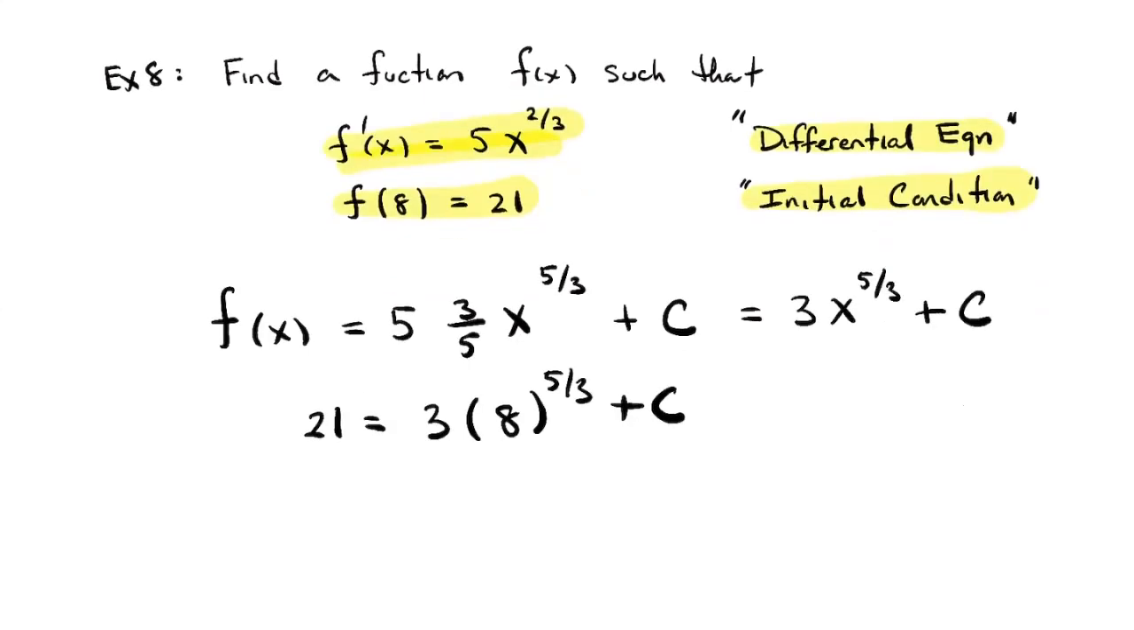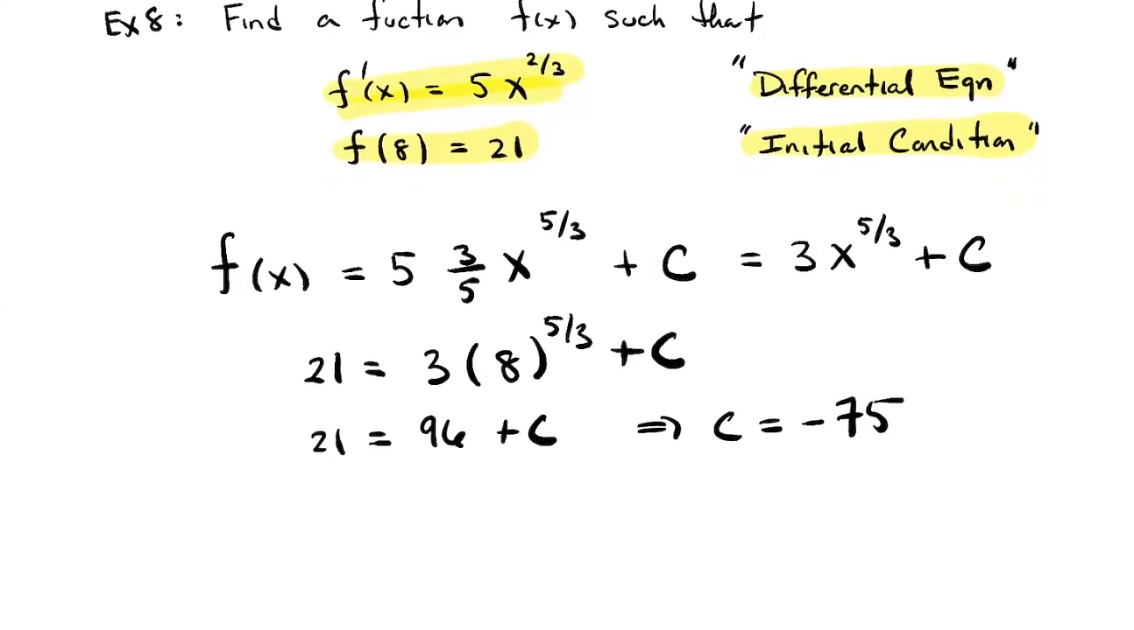Okay? So I'll leave it to you to check that the 5/3 power of 8 is 32. 32 times 3 is 96. So if you subtract 96 from both sides of that equation, I'm moving fast, I hope I don't make a mistake, but I'm getting c is minus 75.